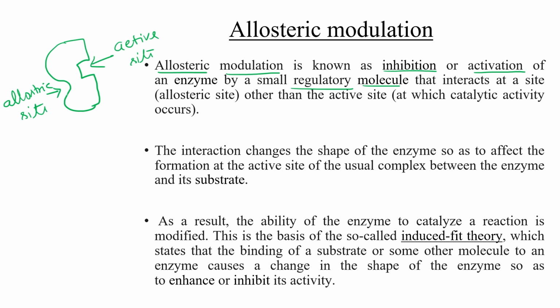Okay, so with allosteric modulation, some regulatory molecule comes and binds to this particular location, and then what will happen? It will change its conformation, right? So it changes the enzyme conformation or shape of the enzyme. So what will happen? At that time the enzyme is not able to bind with the substrate, and this is the main theme of induced fit theory.